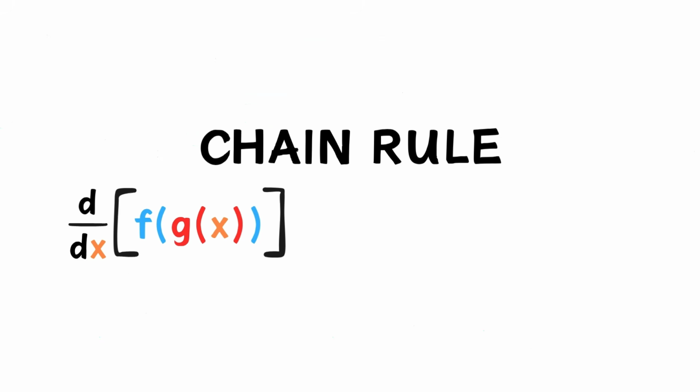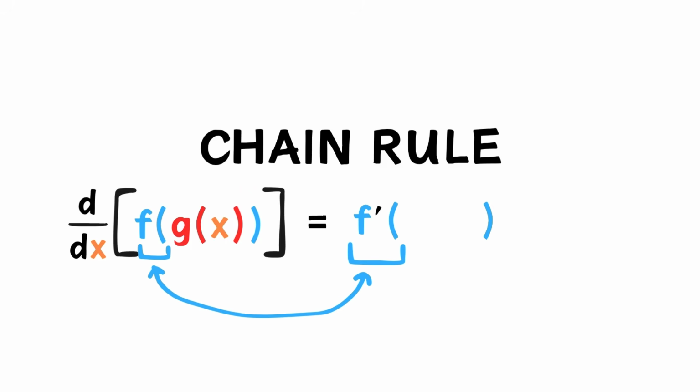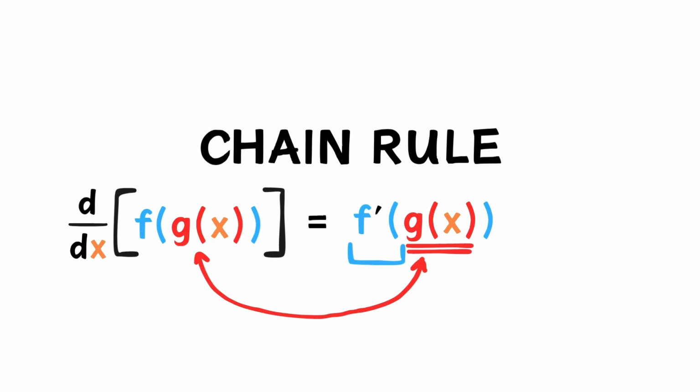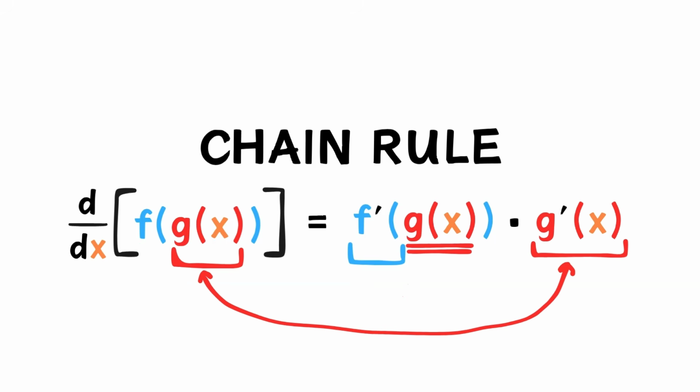The chain rule says to take the derivative of f of g of x, first take the derivative of the outer function, f, while keeping the inner function, g of x, unchanged. Then multiply by the derivative of the inner function, g of x.